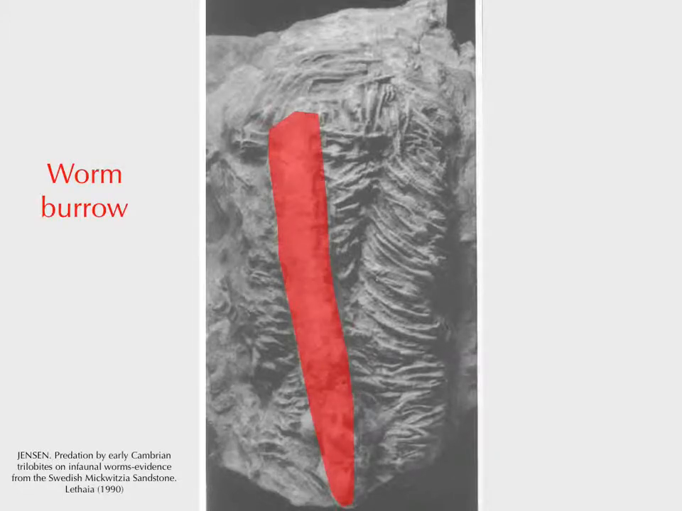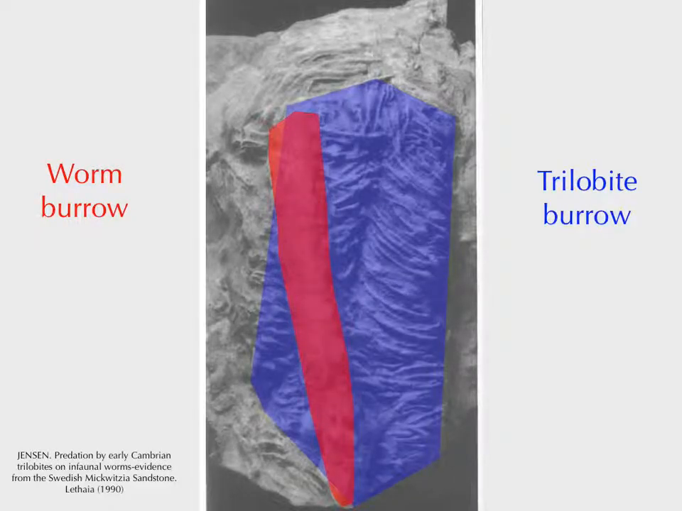Okay, trace fossils. So this should be clear, yes? No. Okay. So for the paleontologists who study this, it would be clear. What you have here is a worm burrow. And then this stuff is a trilobite burrow. And this is evidence of how trilobites would feed.